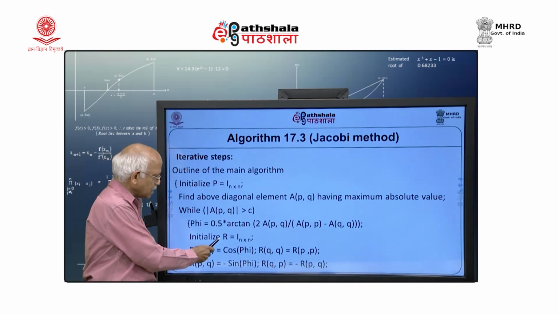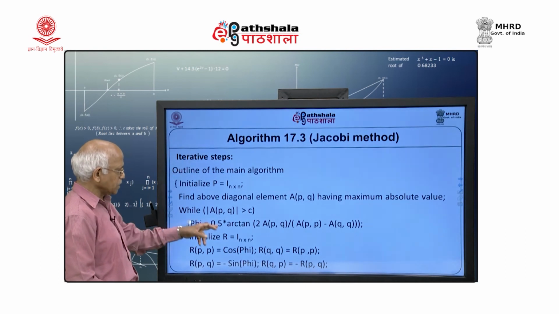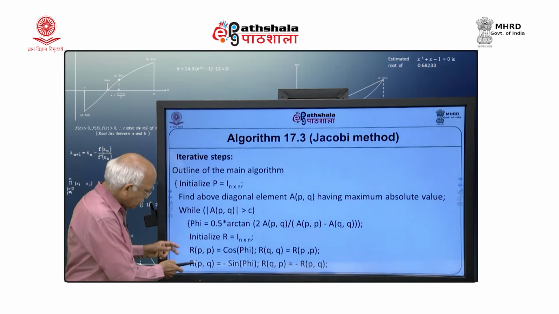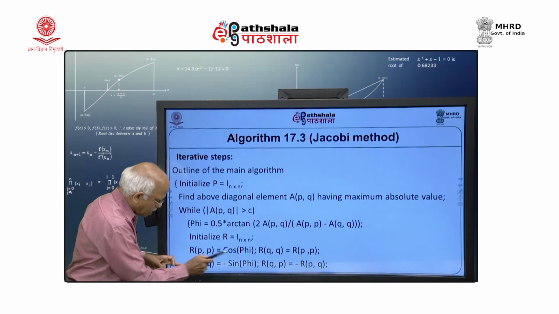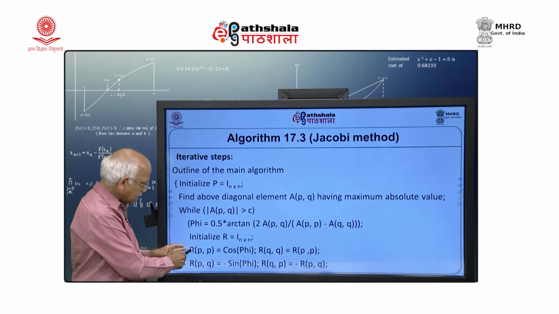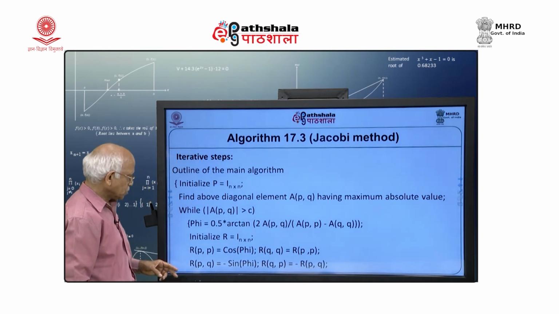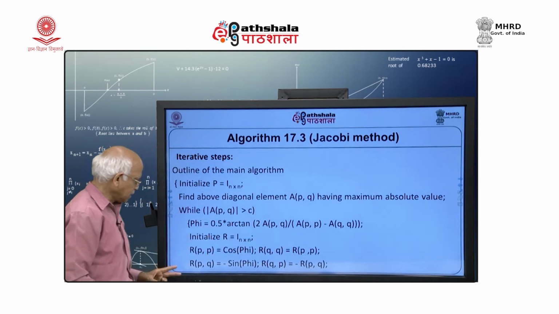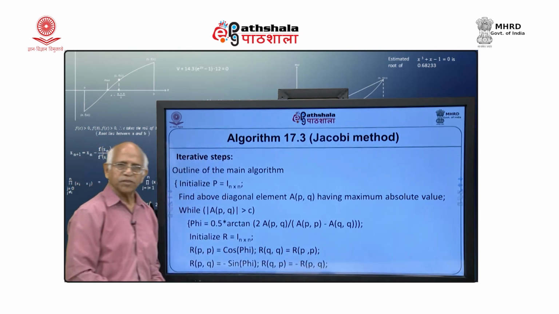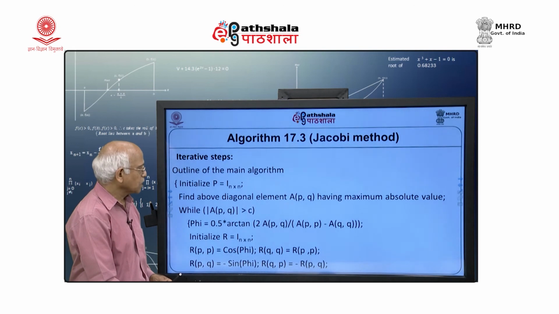Initialize R as I, n cross n. I am calling it R; earlier we called it P. Then we change the elements R P P, R Q Q, R P Q and R Q P. First we initialize it to the identity matrix, and then R P P will be equal to cos phi, and R Q Q will be equal to R P P, so both are identical. R P Q is minus sin phi, and R Q P will be taken as minus R P Q. This makes sure that whatever rotation matrix I want, I can get it from R.